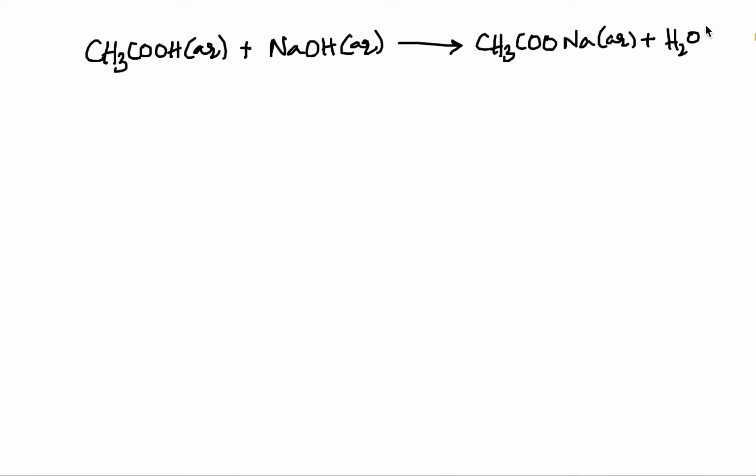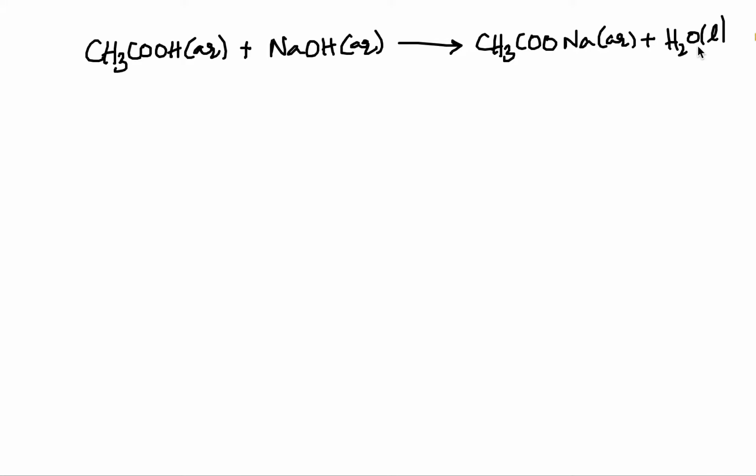aqueous, and weak acids do not dissociate completely into ions. They mainly exist as molecular species. They don't exist as ions in a predominant form. So the predominant form is acetic acid alone, and the base, let's say NaOH. This is the molecular equation I am writing. Later I will write the complete ionic equation and net ionic equation. This is going to be CH3COONa aqueous plus H2O liquid.